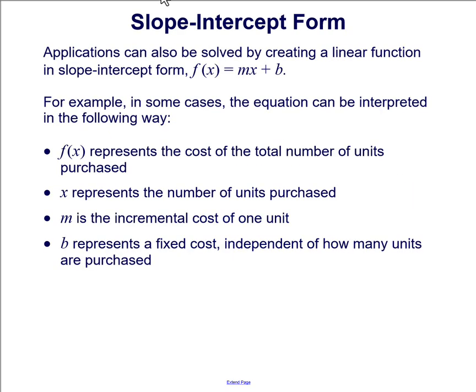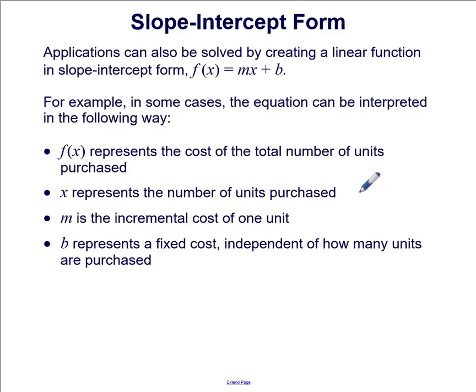Slope-intercept form. Applications can also be solved by creating a linear function in slope-intercept form, which is f of x equals mx plus b. For example, in some cases, the equation can be interpreted in the following way. F of x represents the cost of the total number of units purchased.